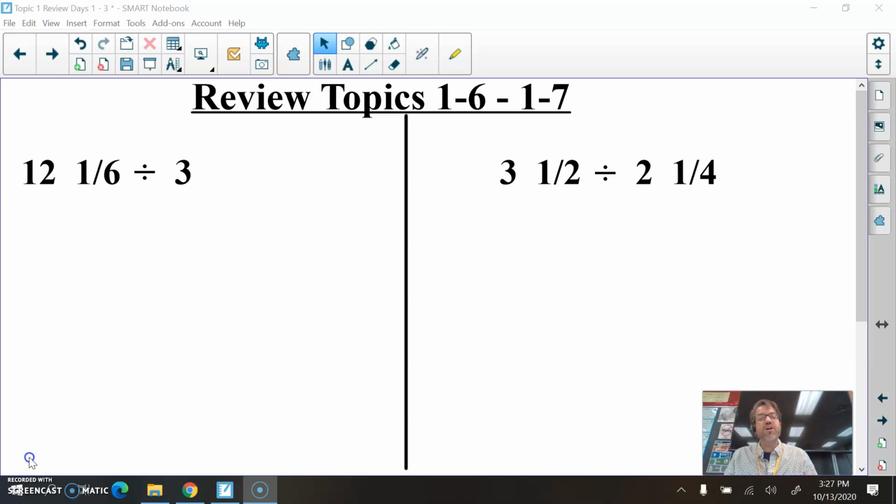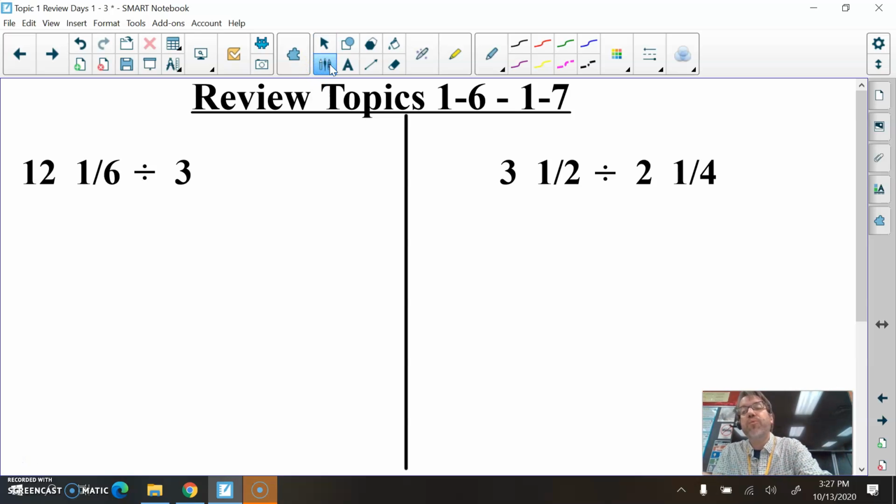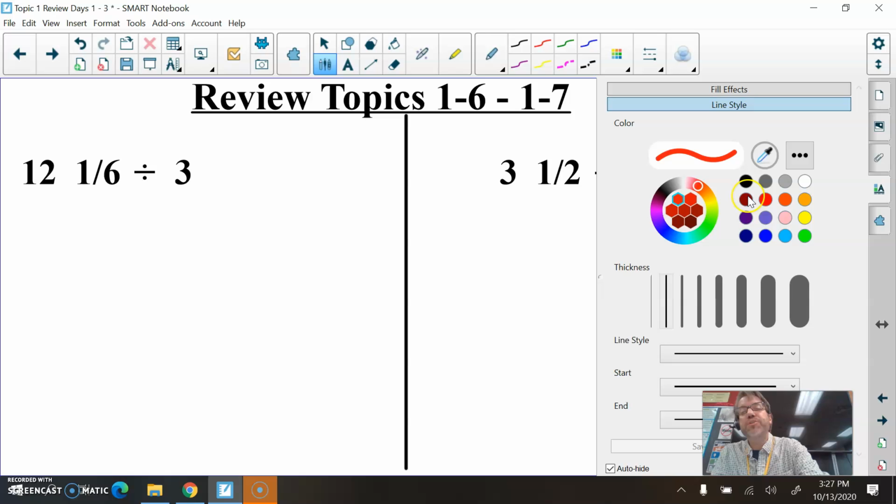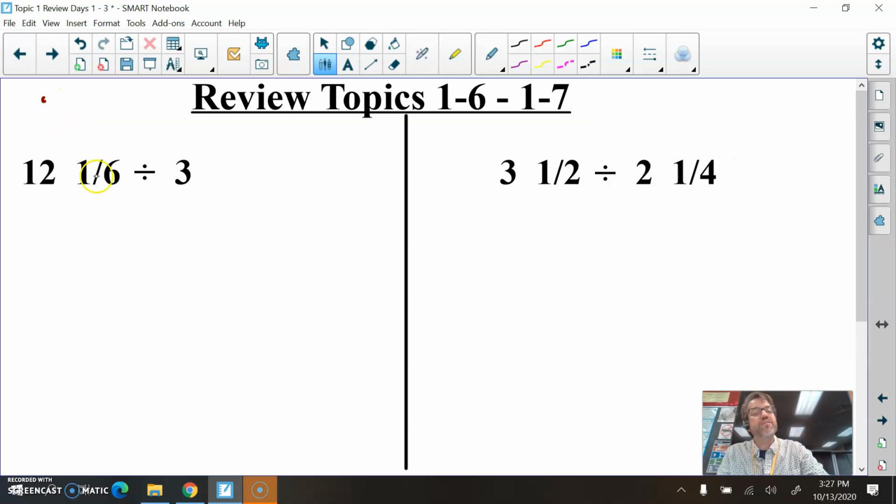First of all, I have 12 and 1/6 divided by 3. Now I want to remind you that when you see mixed numbers on the test tomorrow, they're going to look like this with the fraction bar kind of diagonal, because it's hard to create them with the horizontal fraction bar on the computer. So notice the space here in between 12 and 1/6. That's so you know it's not 121/6. It's really a mixed number, 12 and 1/6.